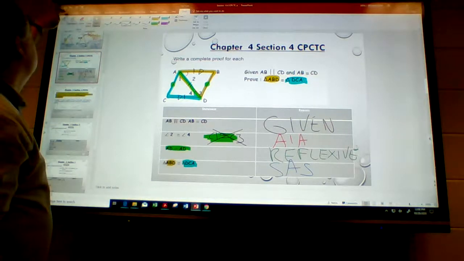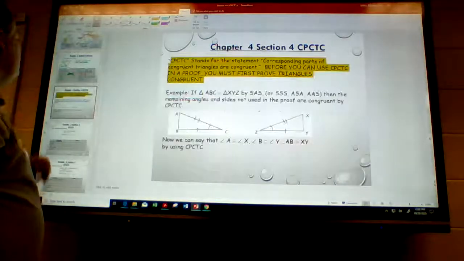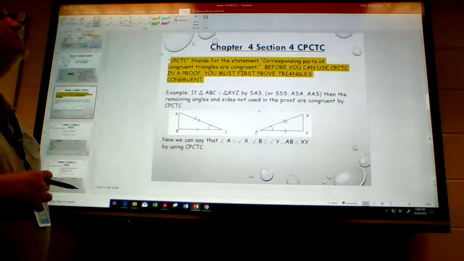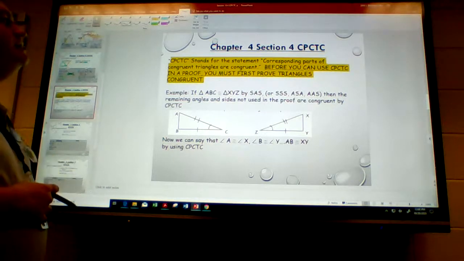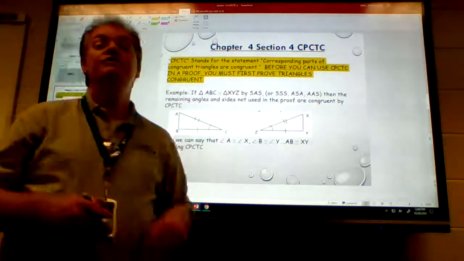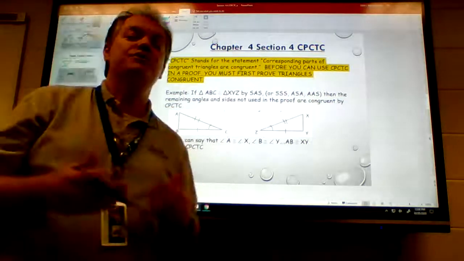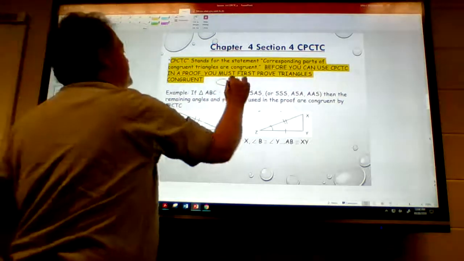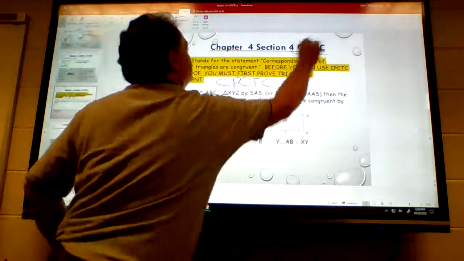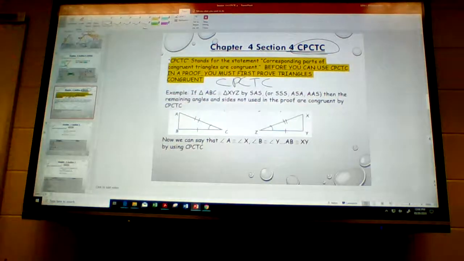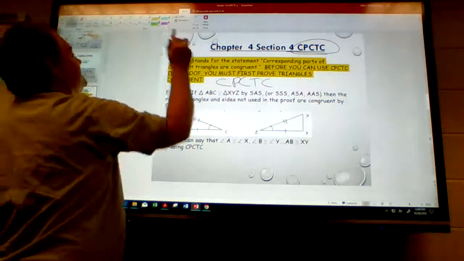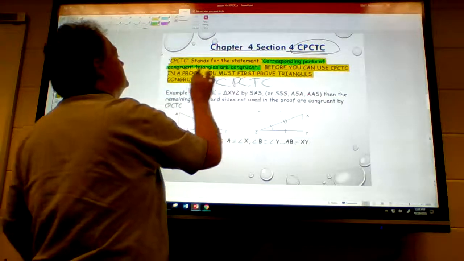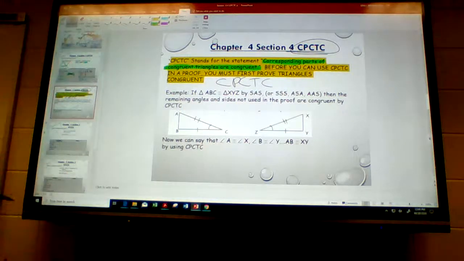And that is where the topic CPCTC comes from. It stands for the corresponding parts of congruent triangles are congruent. Now, here's the catch. You must prove the triangles congruent before you can even use CPCTC. That's the abbreviation for it. Now I'm going to write it up here. CPCTC, which you have right there as well. It stands for the following, and I'm going to highlight that in a different color. Corresponding parts of congruent triangles are congruent. It just basically says that the remaining parts are congruent.